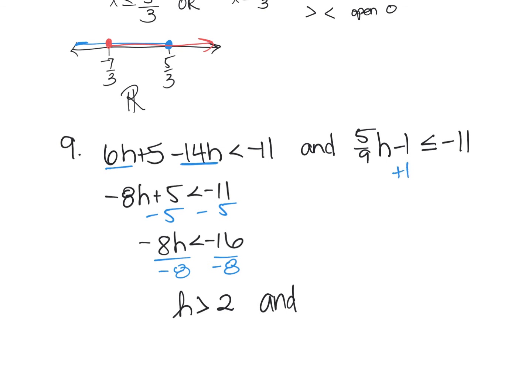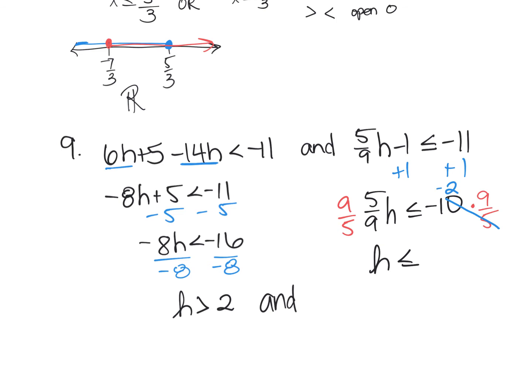And now this one we're going to add 1. I have 5/9 h is less than or equal to negative 10. Times by the reciprocal, 9/5. H is less than or equal to 5 goes into 10 2 times. Negative 2 times 9 is negative 18.